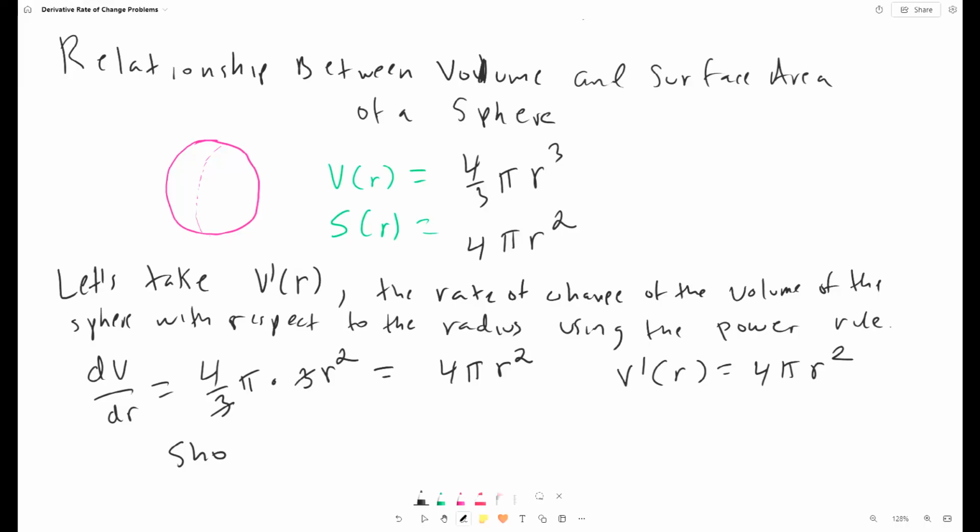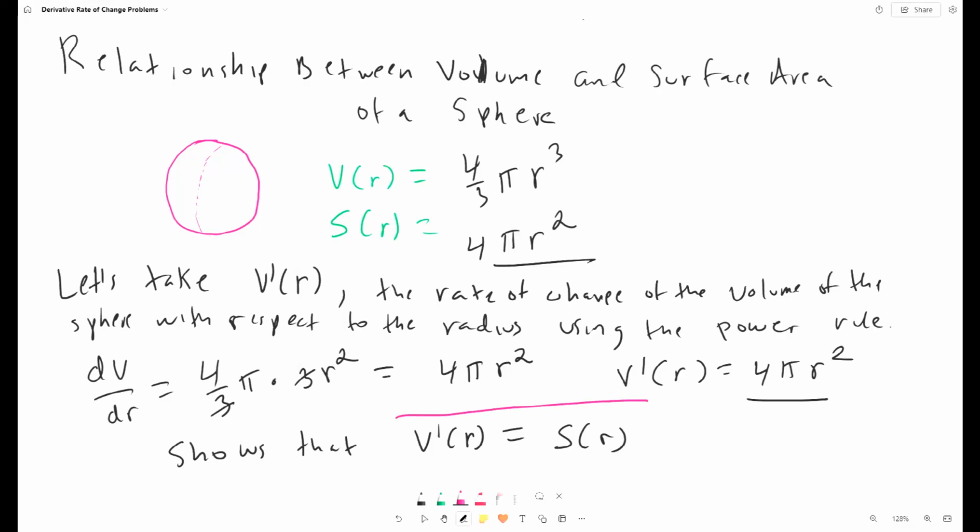and this shows that V prime of r is equal to S of r, since they are equal to each other, and that's what we needed to show.